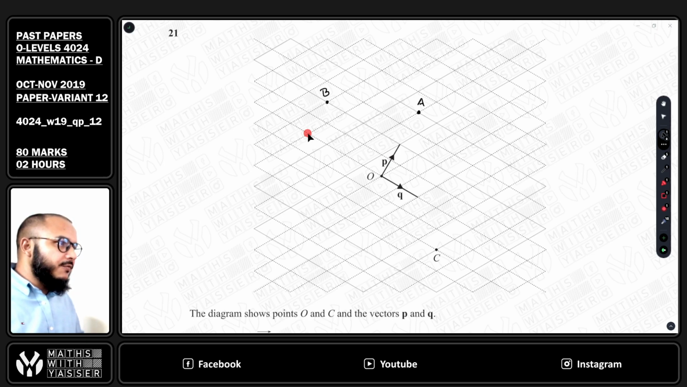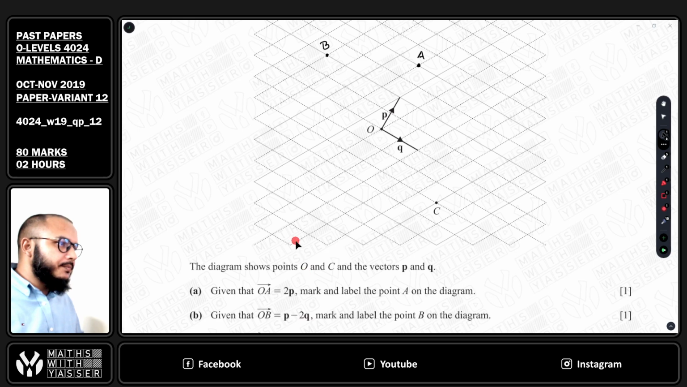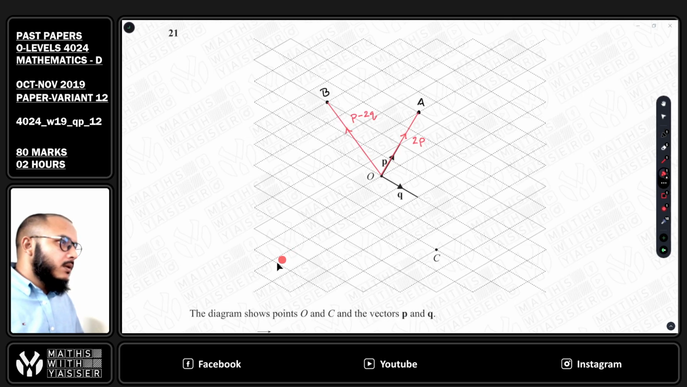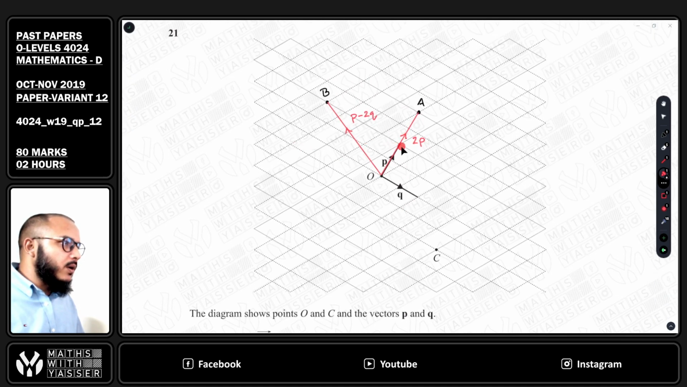And we have a positive p. So it should go in this direction from here to here. Therefore, the B point will lie over here, and that represents P minus 2Q. So as I was saying, this line is the OB, which is P minus 2Q, and this is 2P. Since they had stated that we just need to mark and label the points only, all you needed to do was mark the points only. The lines were not required.